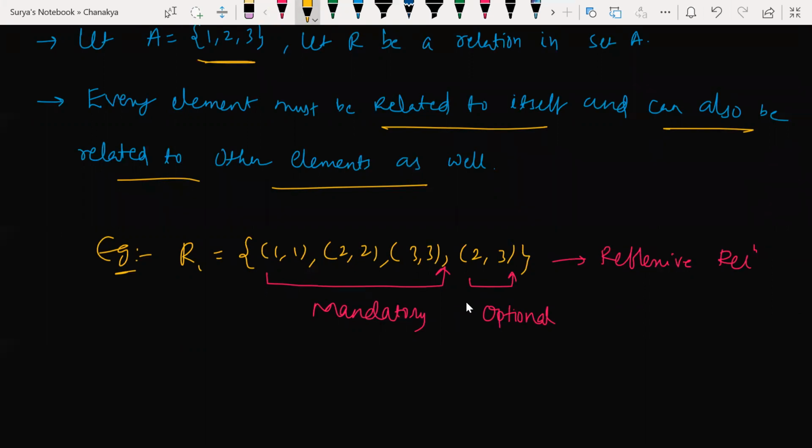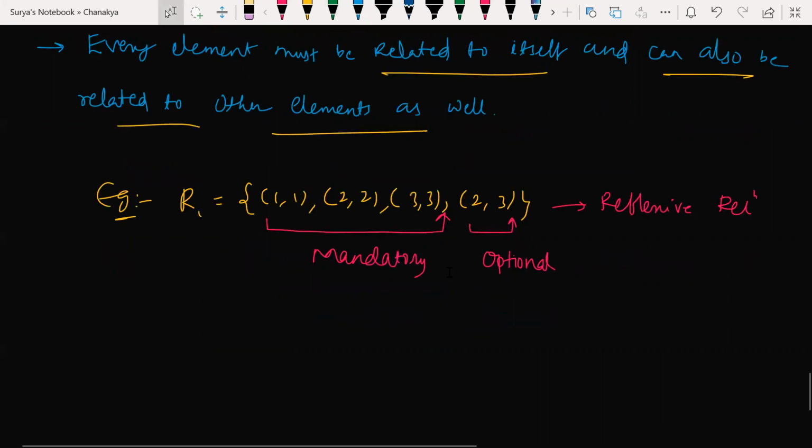Getting my point? So what did you understand from this? For saying reflexive, it must satisfy the identity condition first of all. If it is an identity relation, definitely it is going to be reflexive. Sir, it need not satisfy identity only. If you have all the double elements like this, there could be other elements as well, but the mandatory case is that the double elements should be there. Others may or may not be there.